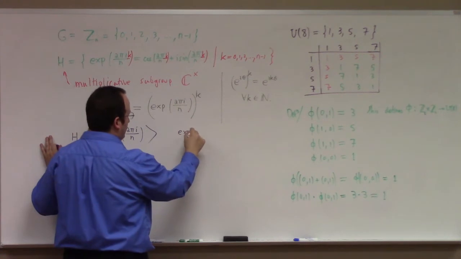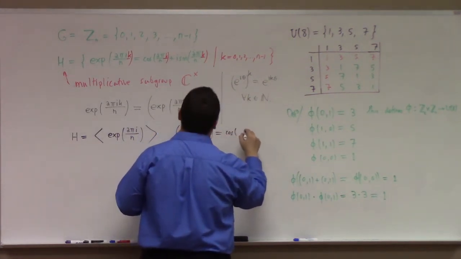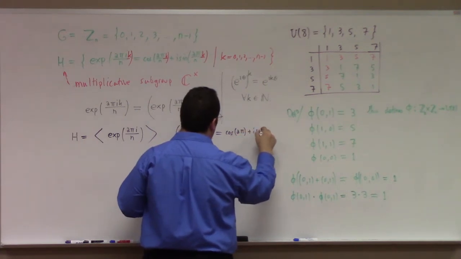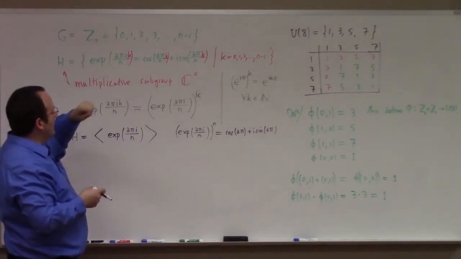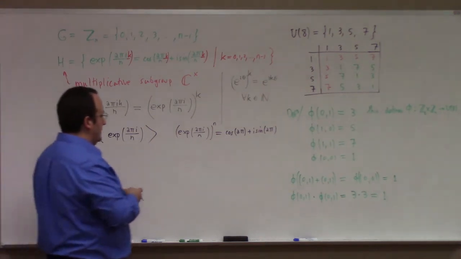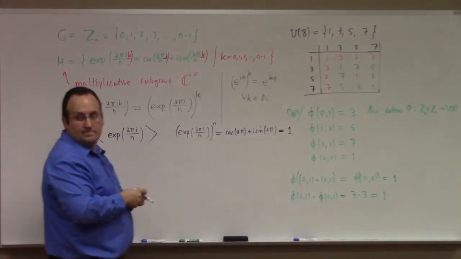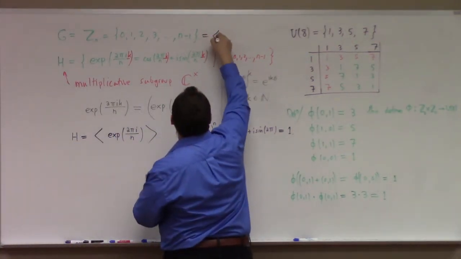By the way, the exponential of 2 pi i over n raised to the n power is cosine of 2 pi plus i times the sine of 2 pi, when you use the formulas I have up there. When I get to k equals n, I get 2 pi in cosine and sine, so the sine is 0 and the cosine is 1. In other words, the order of this element is n. So in fact, H is a cyclic group of order n with generator the exponential of 2 pi i over n. And, on the other hand, this guy up here is generated by 1.